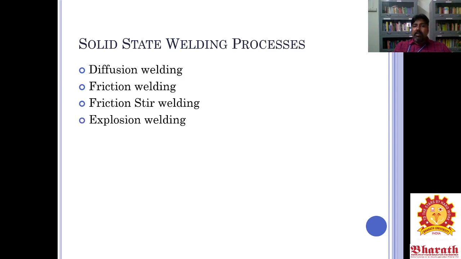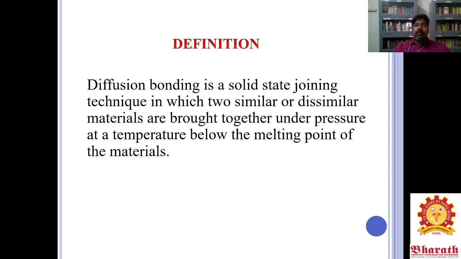These are all plastic welding, right? Some examples of the solid state welding process are diffusion bonding, friction welding, friction stir welding, and explosion welding, right? The first one is diffusion bonding. Diffusion bonding is a solid state welding process, or a joining technique, in which two similar or dissimilar materials are brought together under pressure at a temperature below the melting point of the material. The main important thing is that it can join dissimilar materials.